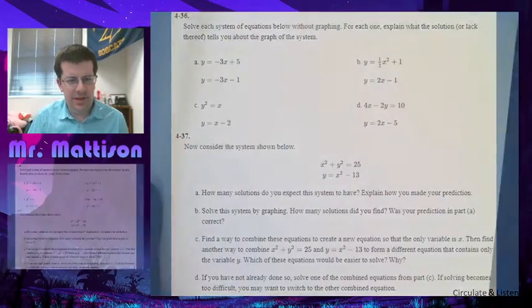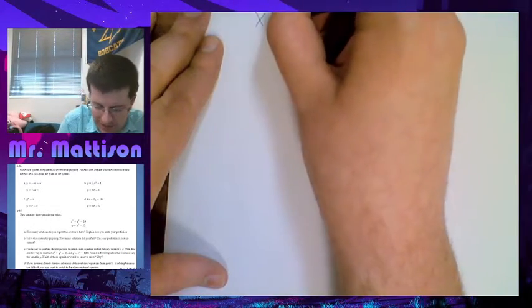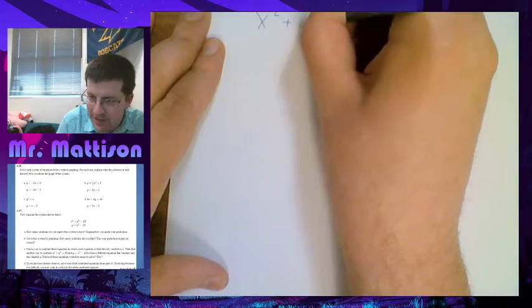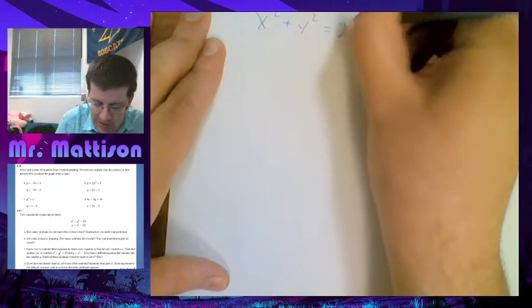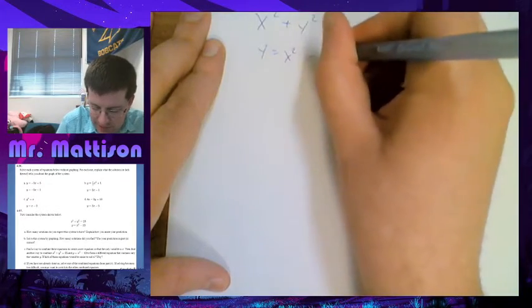All right, so let's go ahead and solve this one out. There's two options which you can go with. One is going to be drastically easier than the other. So if you got stuck, that's likely what happened. And then we have y equals x squared minus 13.